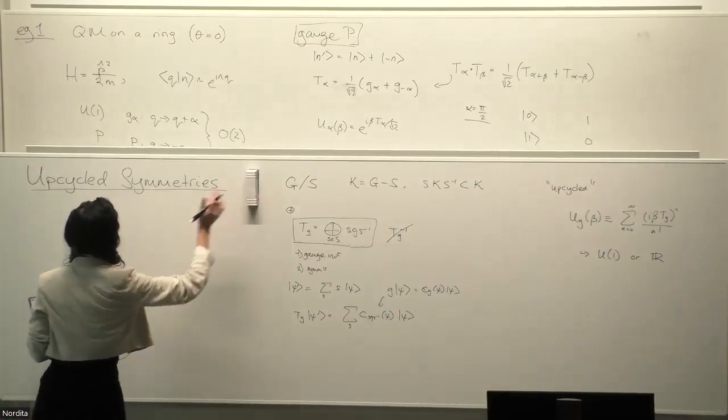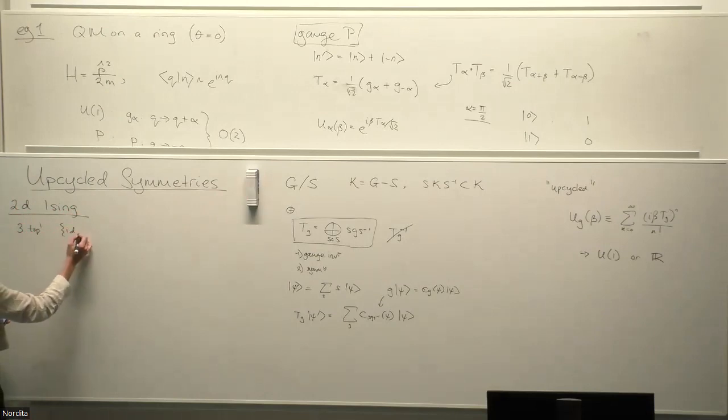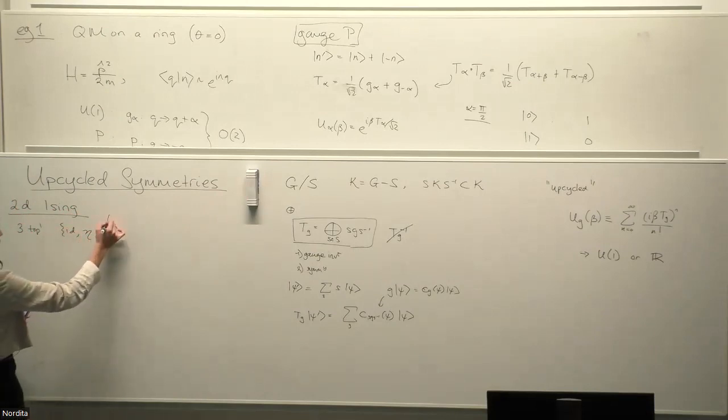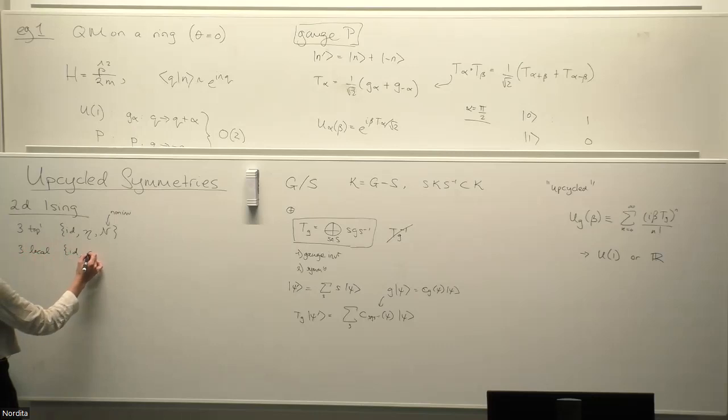Example number 2, in slightly higher dimensions: 2D critical Ising, the famous non-invertible example. So here we have the usual 3 topological lines: the identity, eta, and N. That's our non-invertible one. And we have 3 genuine local operators, which I'm going to call 1, epsilon, and sigma. And then we also have this disorder operator mu, which can only appear at the end of an eta line.